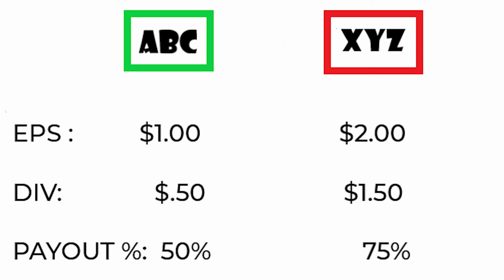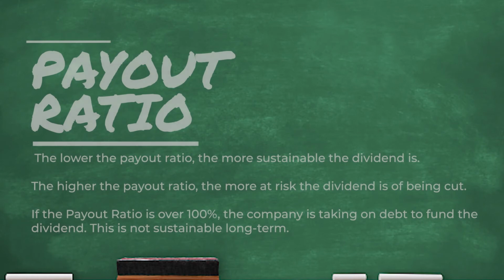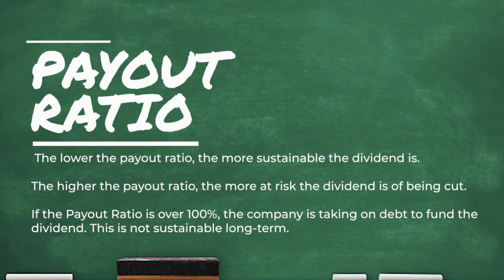Let's further assume that company XYZ has earnings per share of $2 and dividends per share of $1.50. In this scenario, the payout ratio is 75%. Comparatively speaking, company ABC pays out a smaller percentage of its earnings to its shareholders as dividends, giving it a more sustainable payout ratio than company XYZ. More often than not, the higher the payout ratio, the less sustainable the dividend is.